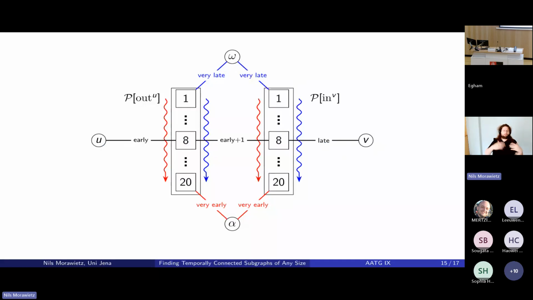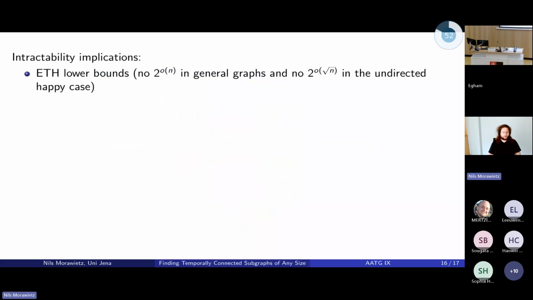This is essentially then, it is way more complicated to still discuss that there is no component that avoids alpha and omega. But as soon as you have done that, the rest was fairly straightforward to show that actually what you can select has to be a multicolored clique. And these reductions have a lot of implications for temporal components or TC subgraphs.